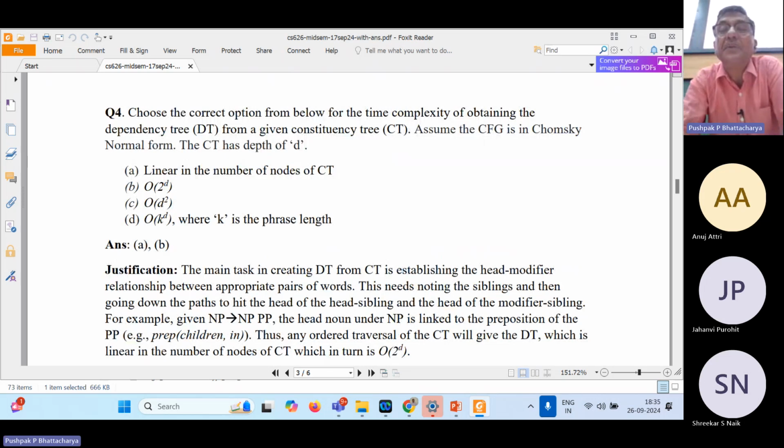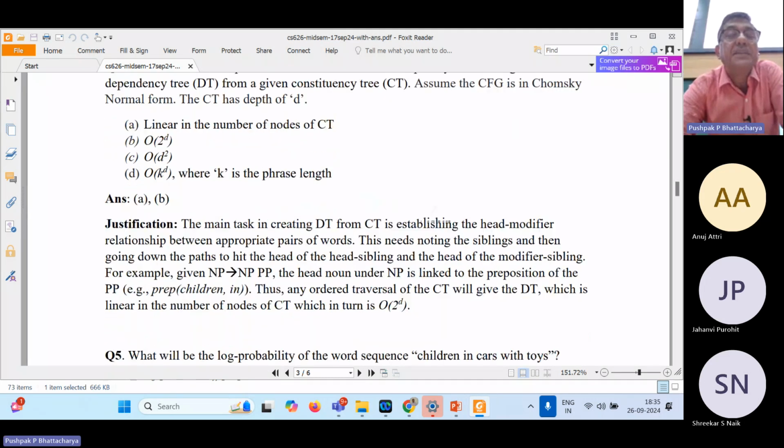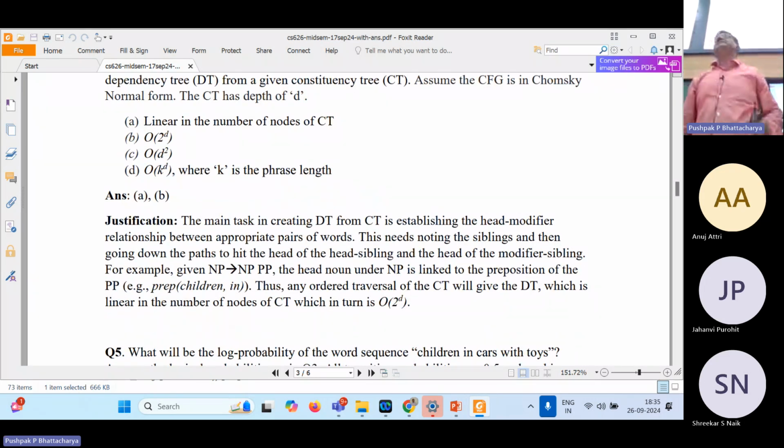Now choose the correct option from below for the time complexity of obtaining the dependency tree from a given constituency tree. Assume the CFG is in Chomsky normal form. So the answer is linear in the number of nodes of CT. That is right. Why? The main task in creating DT from CT is establishing the head modifier relationship between appropriate pairs of words. Unlike constituency tree, the dependency tree links the words directly. So you have to find out the pairs of words which are linked. That is the main task in dependency tree.